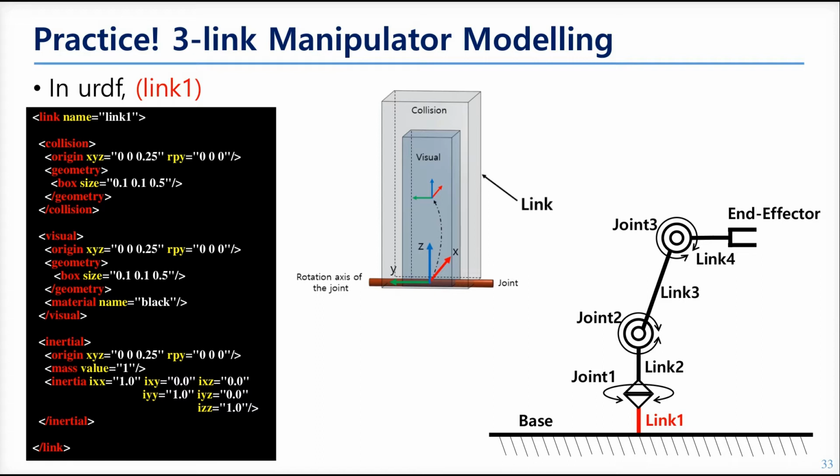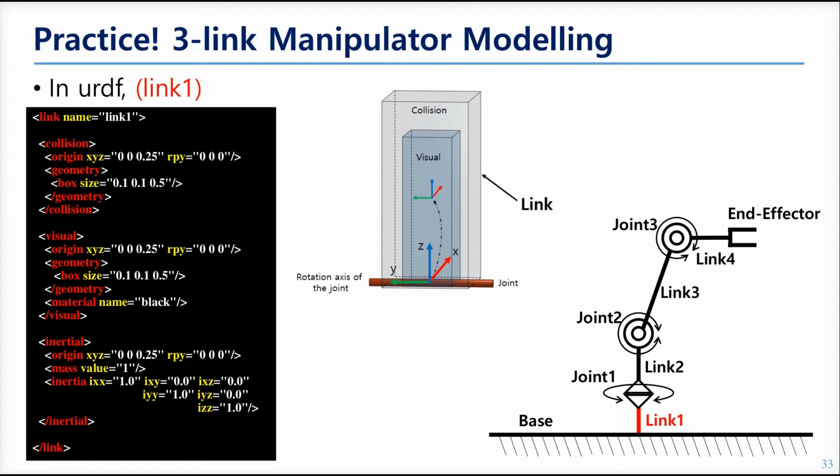We learned that MoveIt needs to know what kind of frame you are going to assemble, and these are the descriptions. The visual layer makes the appearance of the frame in the simulation space. The box size on the Z-axis is 0.5, and to place the link exactly right on the base, the origin of the Z-axis is set as 0.25, which is half of the box size.